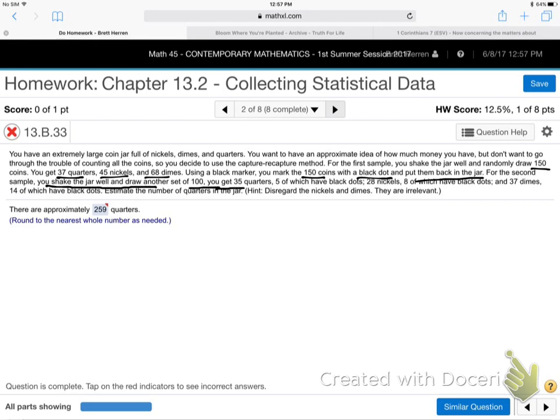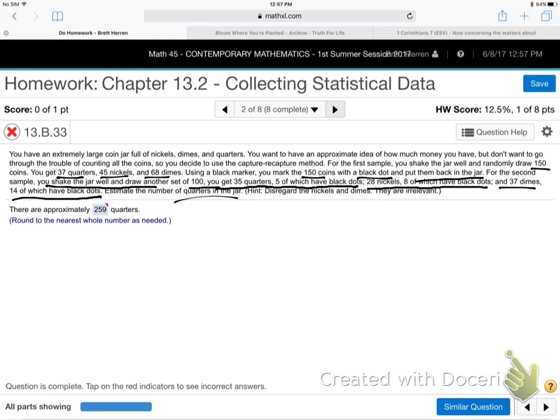Catch 100, you get 35 quarters, 5 have the black dot. 28 nickels, 8 have the black dot. 37 dimes, 14 have the black dot. Estimate the number of quarters in the jar. So just ignore nickels and dimes, really.